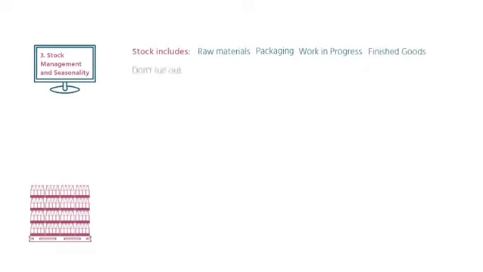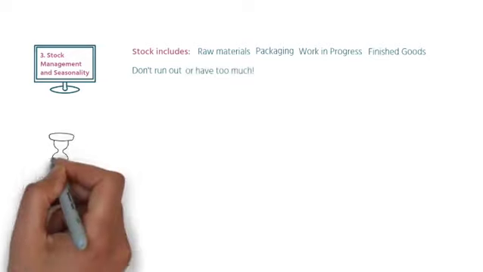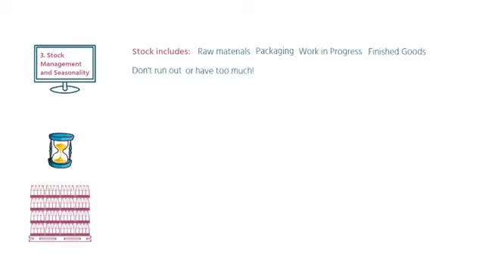Stock can include raw materials, packaging, work in progress, and finished goods. To run out of stock, either raw materials, finished goods, or packaging, is not a good place to be. However, having too much of either stock type is also not good financial management, especially in food and drink, where shelf lives can be short.